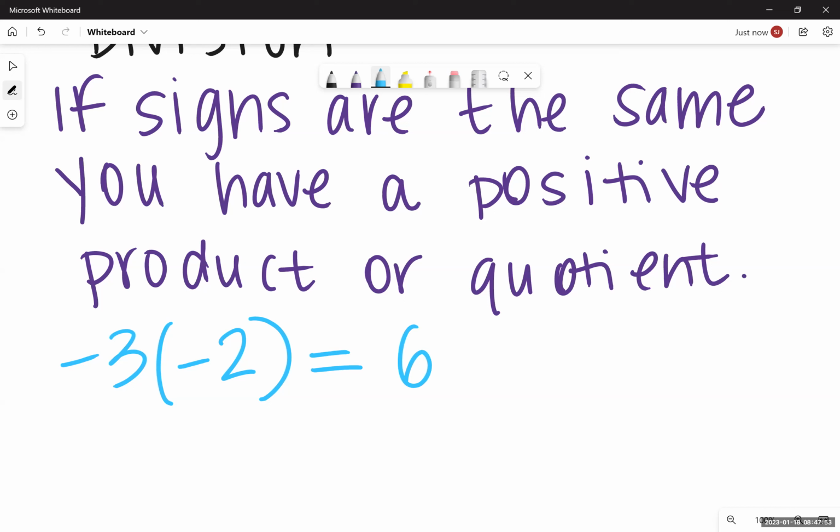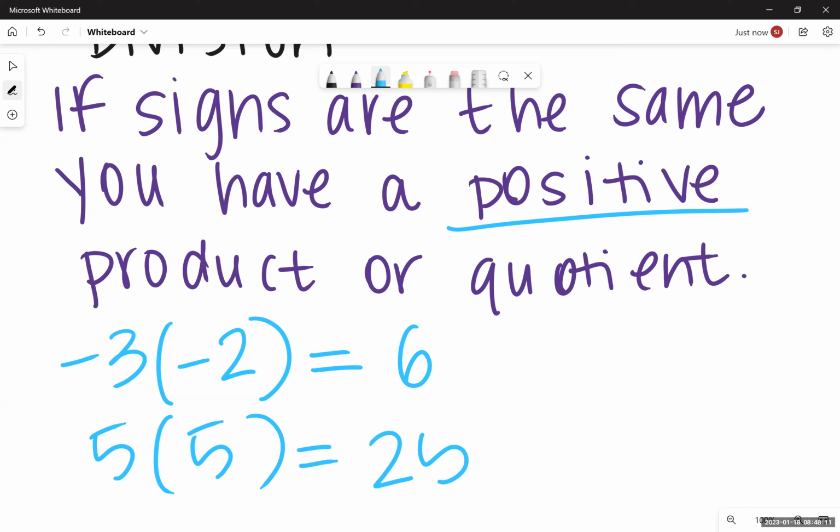Signs are the same, so it's positive. Same thing, 5 times 5, right? Both positive. If I have 5 times 5, I get 25. They're both positive, so my answer is positive, right? And I'll go ahead and do that too. 5 times 5 equals 25.